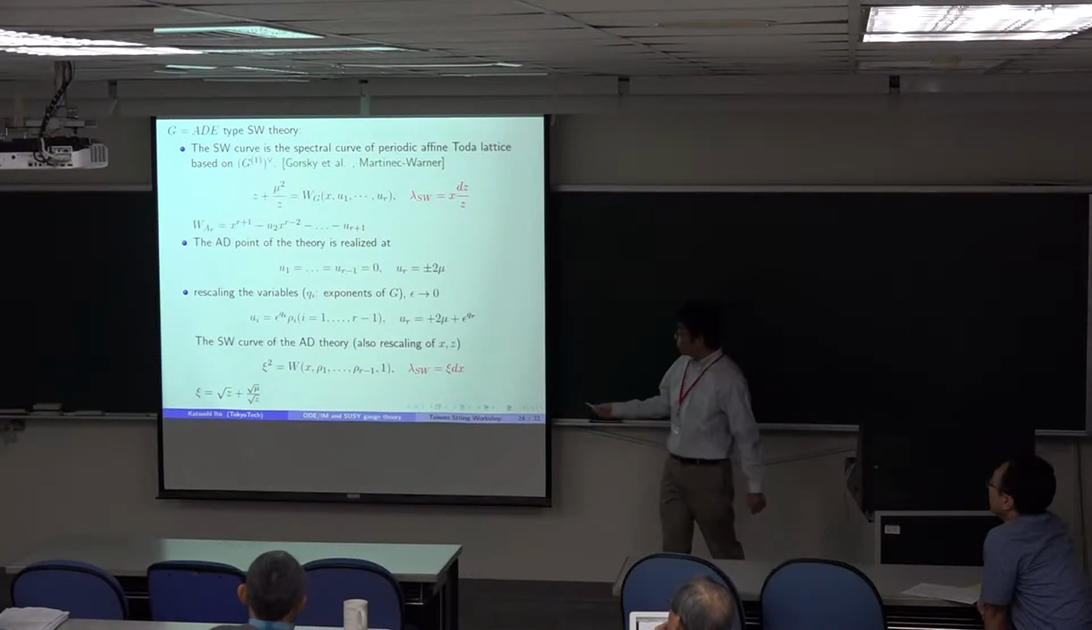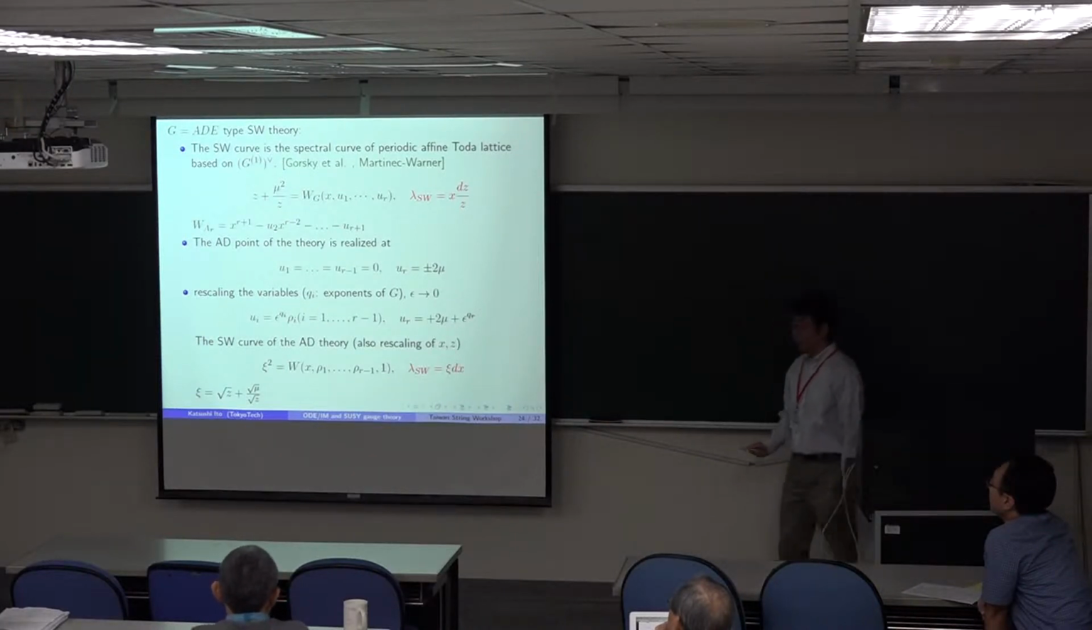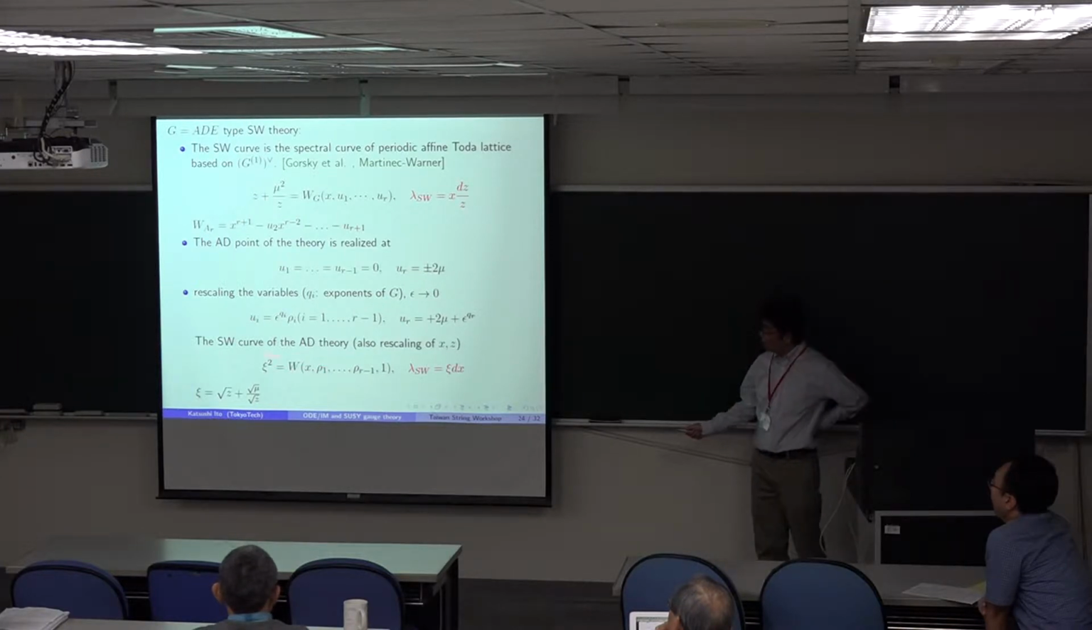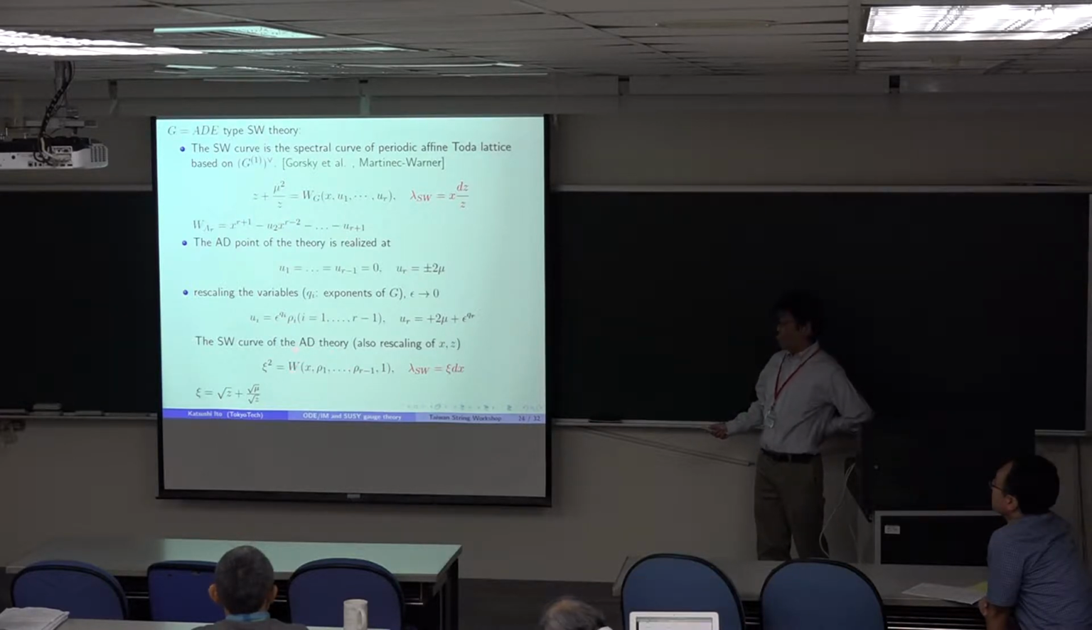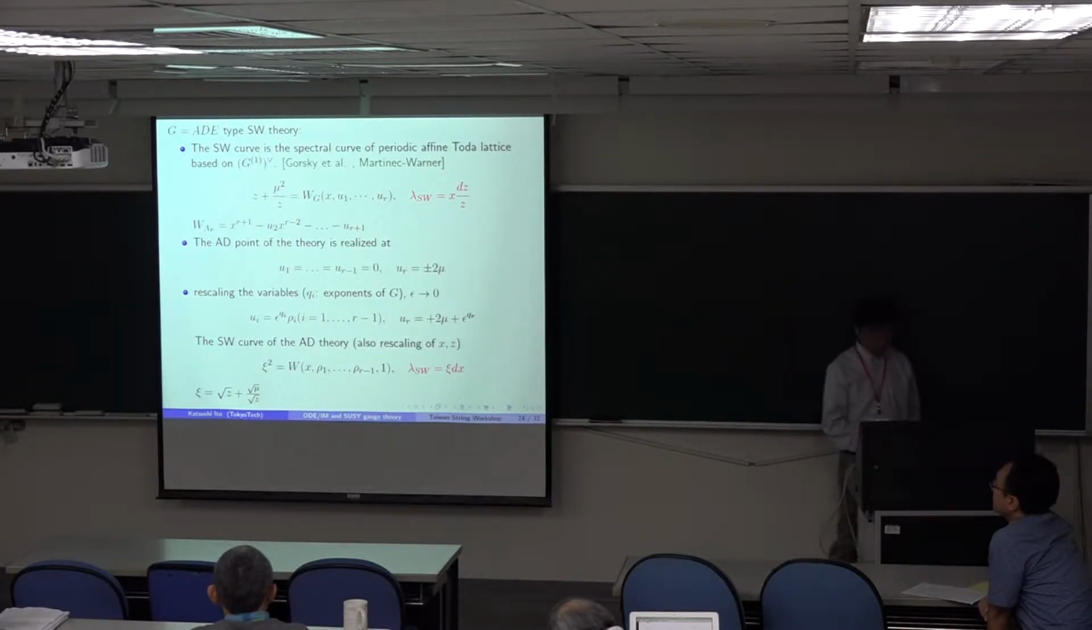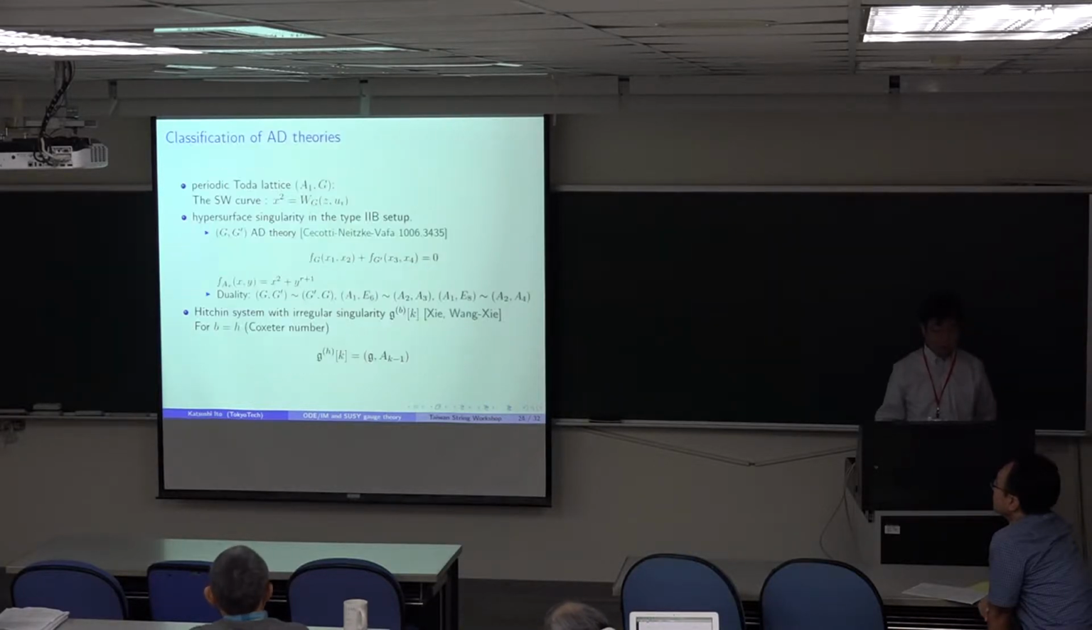Limit, we will get the Seiberg-Witten curve of the Argyres-Douglas values. That is again obtained by some superpotential of the original theory, but some variables are rescaled, and the Seiberg-Witten differential is given. So this is the original definition of Seiberg-Witten.